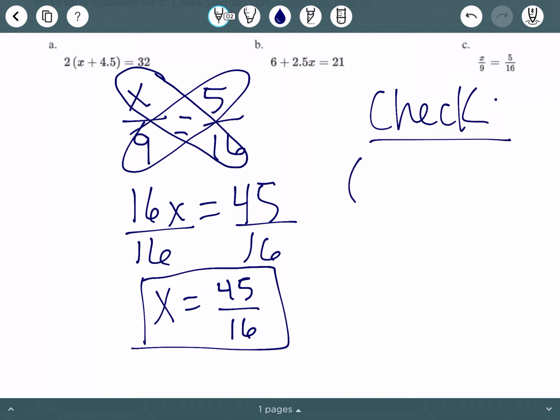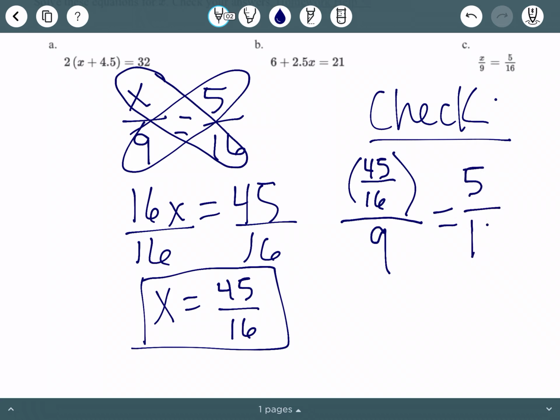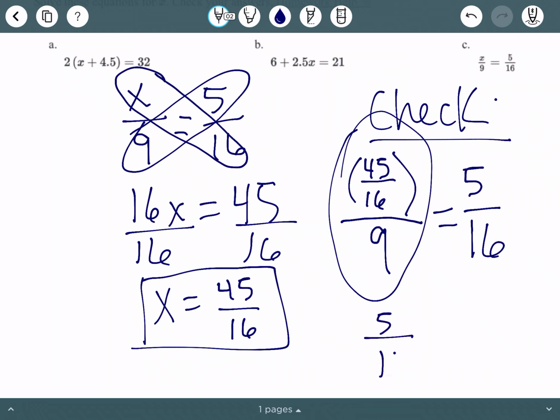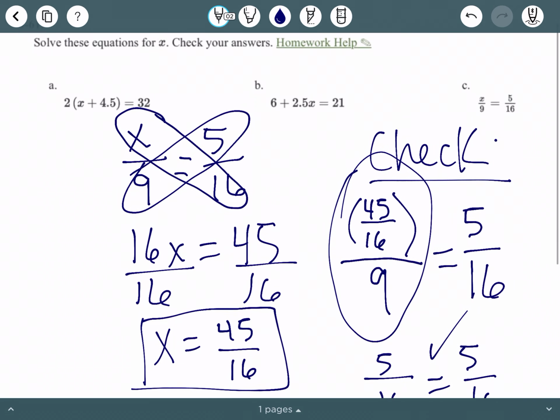So, plugging into that original equation, 45/16 over 9. What? A fraction over a fraction? Yep, you saw it here, folks. And that is equal to 5/16. All you've got to do is put this side in the calculator and simplify. When you do, you should have 5/16. And it's true. 5/16 is equal to 5/16, so we're good. x equals 45/16, and we just finished with problem 961. Nice job.